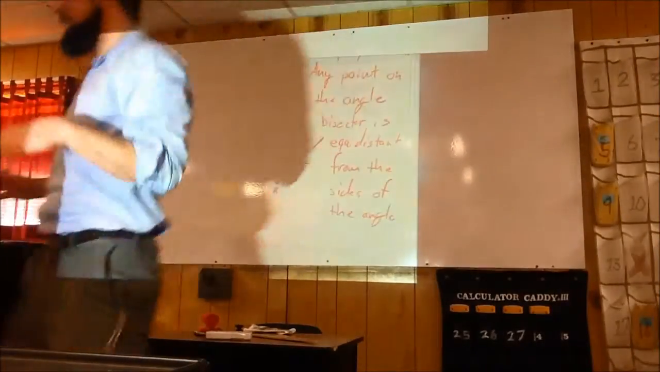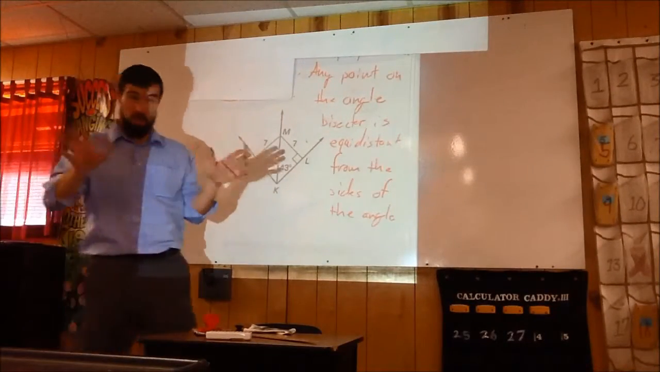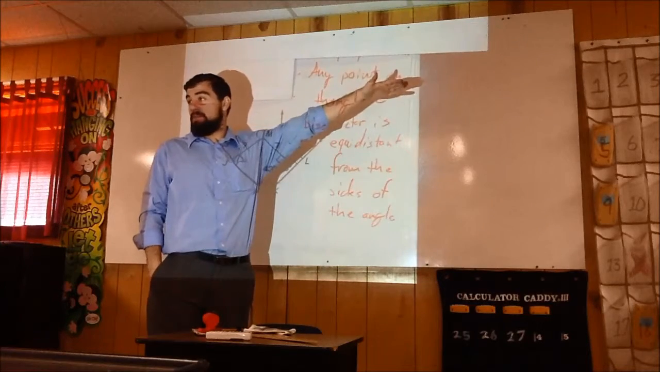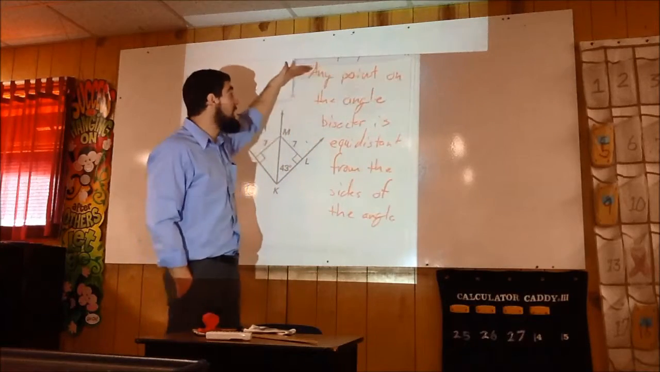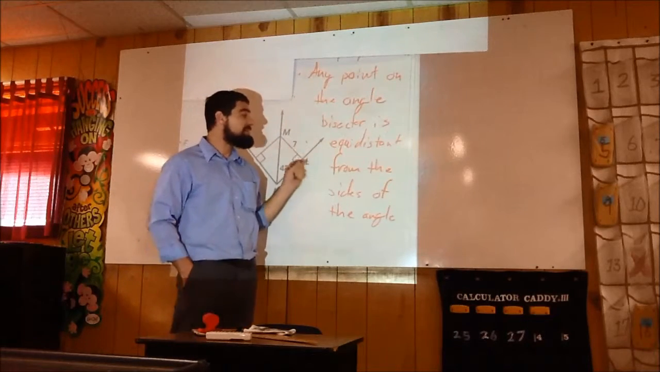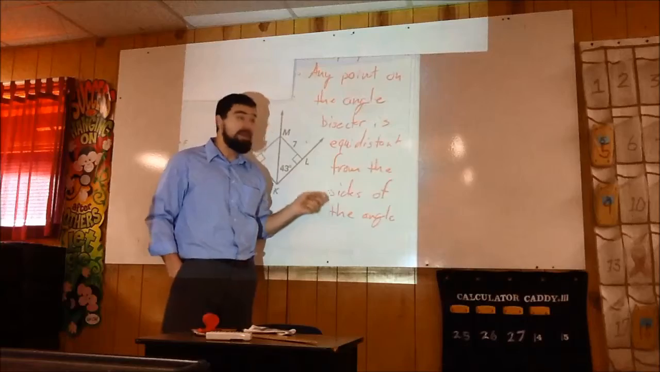So at the top of page 91, workbook page 91, you need to have angle bisectors. This is all about angle bisectors, and you need to have this sentence: any point on the angle bisector is equidistant from the sides of the angle.